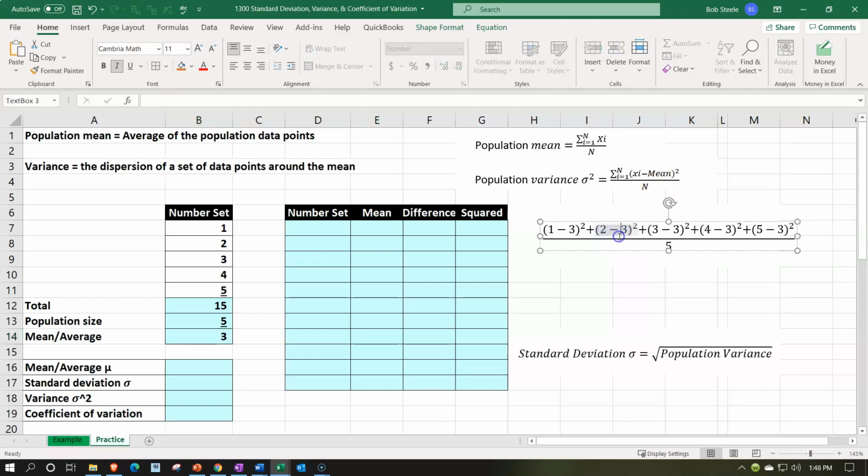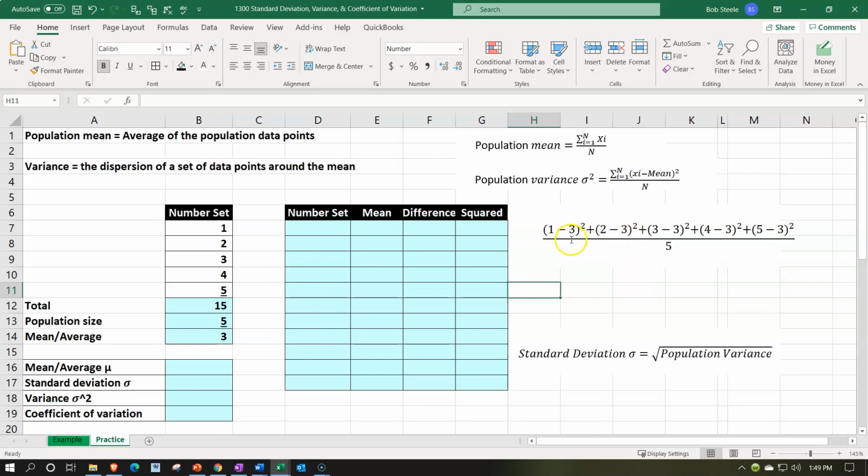So if we were to run that out for our 1 through 5 data set, it would simply look like (1 - 3)² + (2 - 3)² + (3 - 3)² + (4 - 3)² + (5 - 3)². So notice what's happening here when we take each number in our data set minus the mean. The closer it is to the mean, the average, the smaller the number that we're going to have as a result of these items.